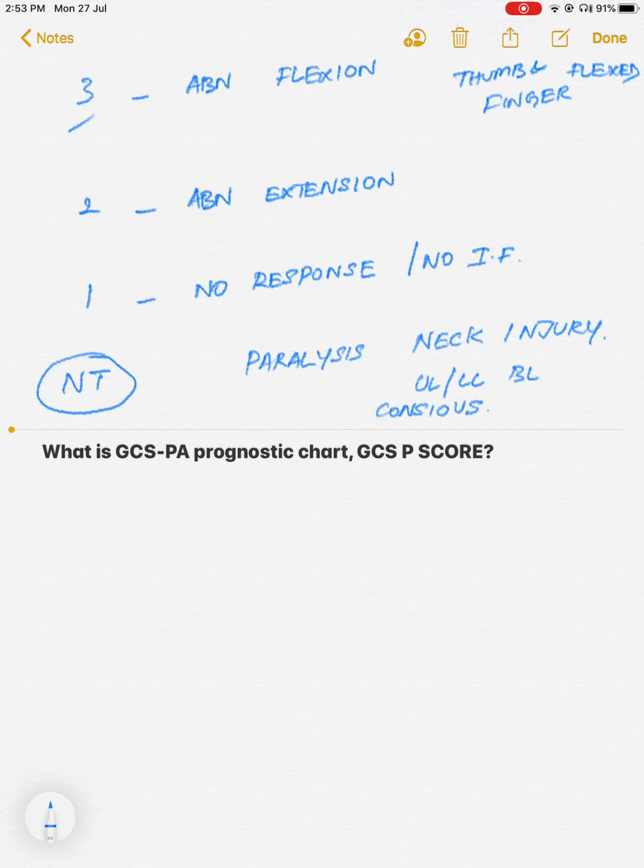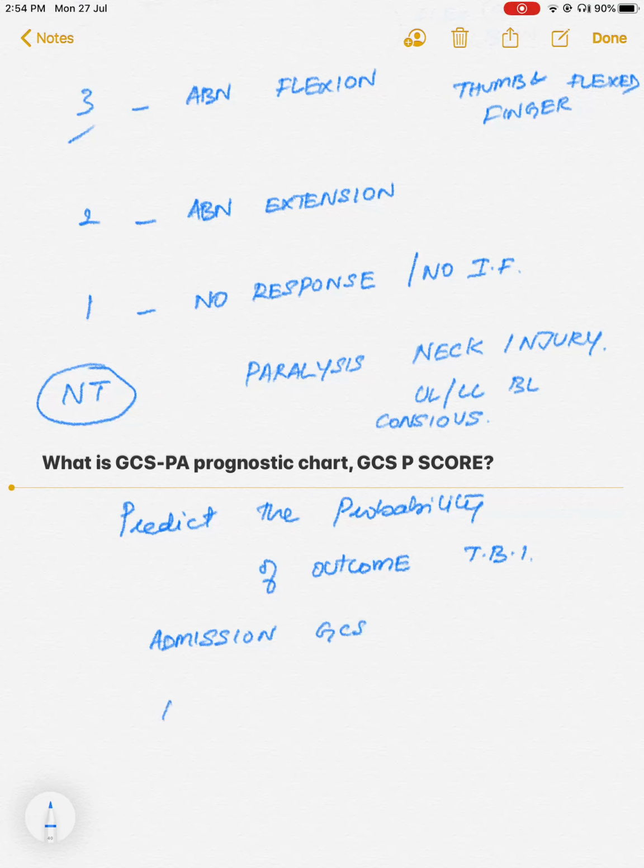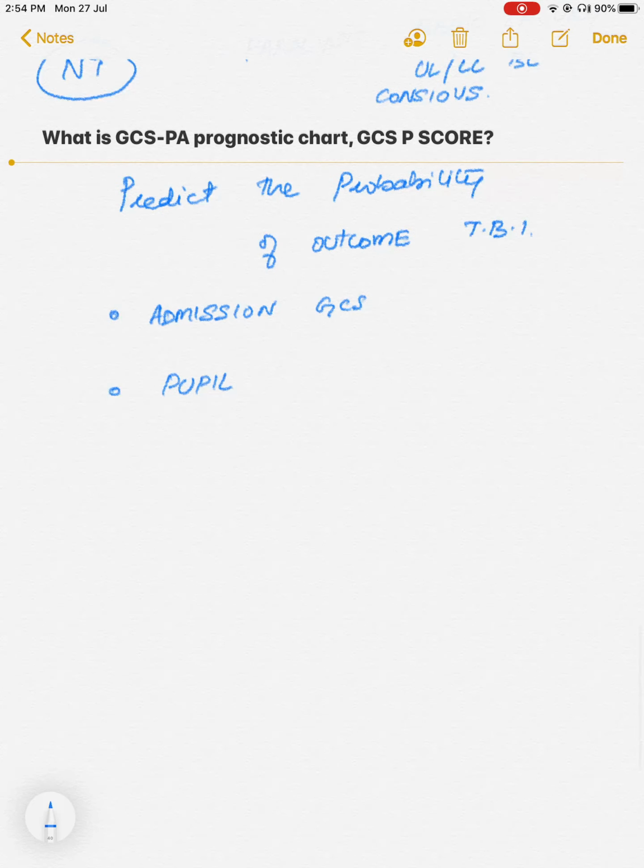Then finally, we need to know what is meant by the GCS-P prognostic chart. The GCS-P prognostic chart is nothing but a way to predict the probability of outcome in a patient with severe traumatic brain injury. This is based on the patient's admission GCS, his pupil reactivity, his age, and his CT scan findings.